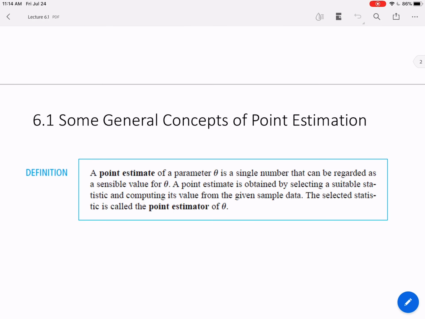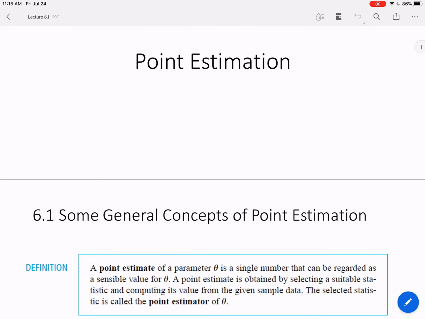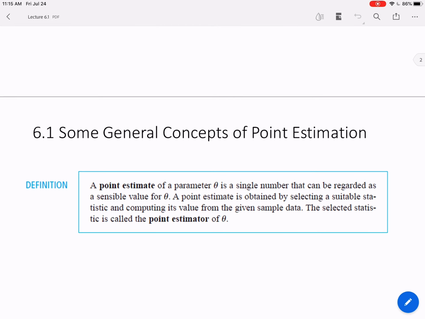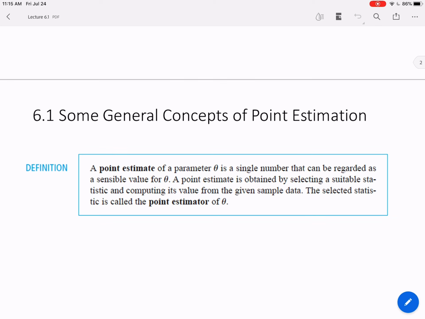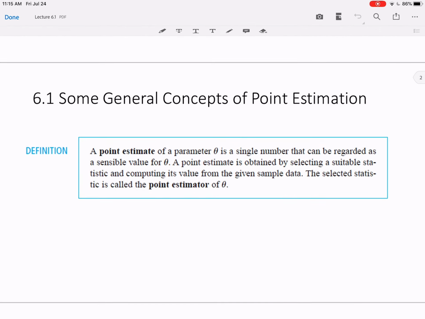Alright guys, in this video, we're talking about chapter 6, point estimation. Actually, we wouldn't talk too much about this chapter. 6.1 is the only section we're gonna go over for this chapter. So we're only talking about some general concepts of point estimation.